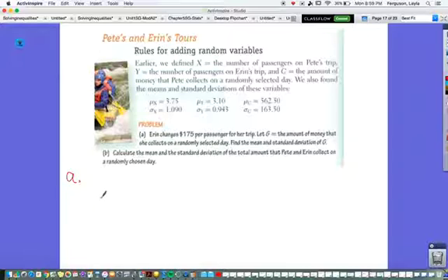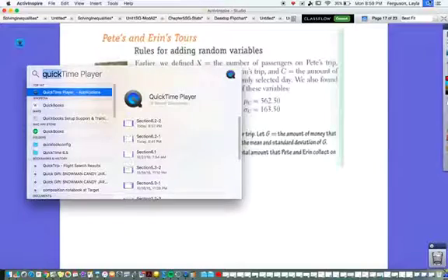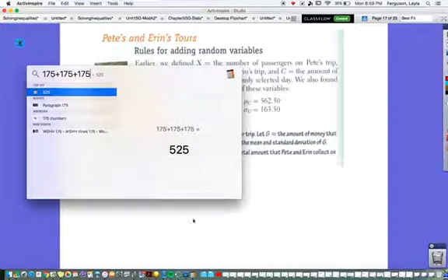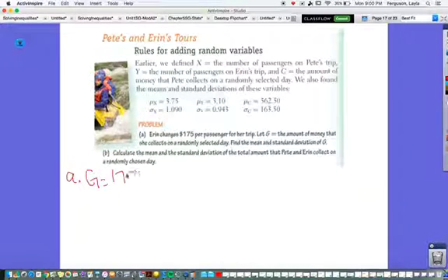So for A, we first have to write an equation that would represent G, the amount of money that she collects on a randomly selected day. If she has one person that goes, it's $175. If she has two people that go, she would have $175 two times, which would be $350. If she has three people that go, it would be $175 three times. So basically I'm saying 175 times Y, and I have to use Y because Y represents the number of passengers on Aaron's trip.